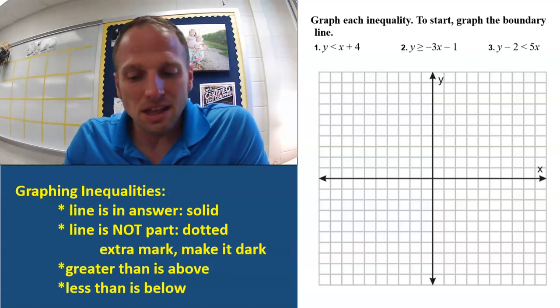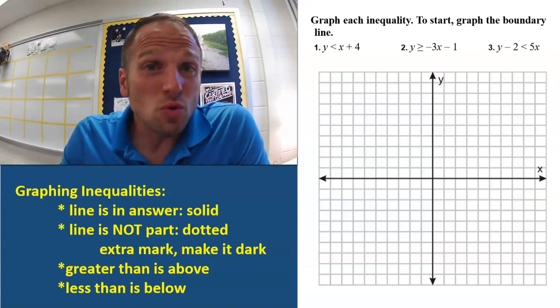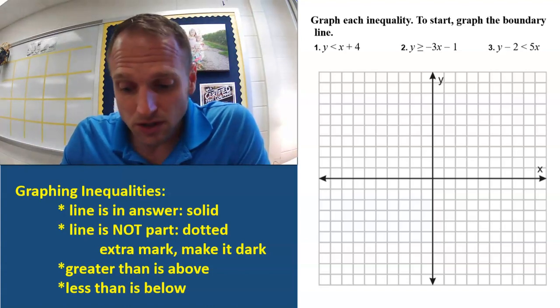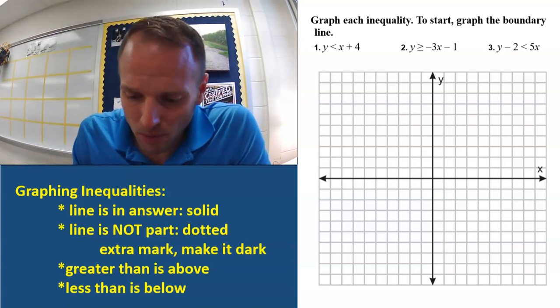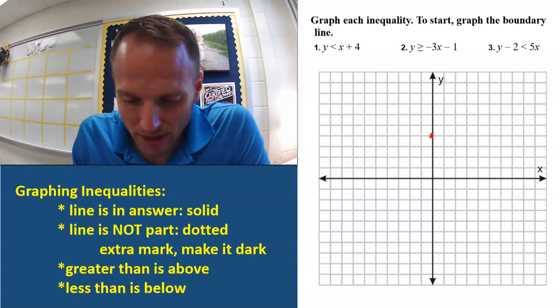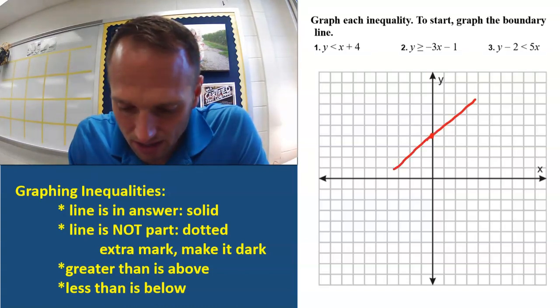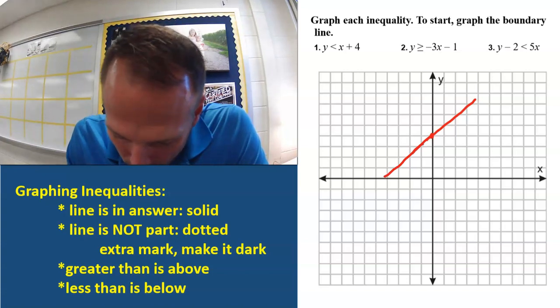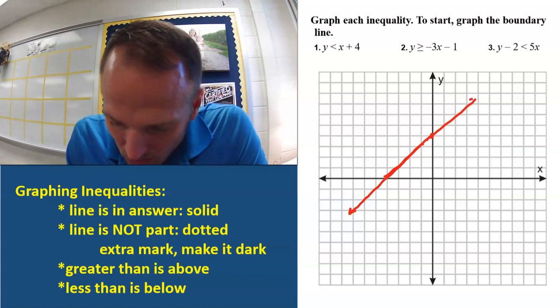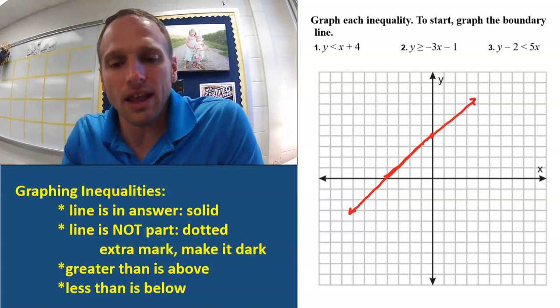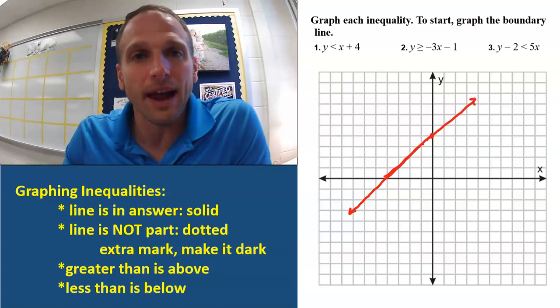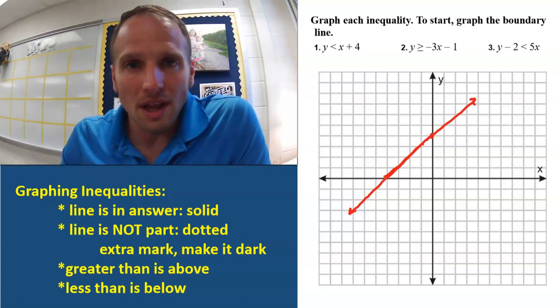So let's do this first one. y is less than x plus 4. All I'm going to do is graph the line y equals x plus 4. Now, if you remember what this looked like, we're just going to translate that parent function y equals x up 4, and it's going to look like that. So that's the line y equals x plus 4. Now, let's talk a little bit more in depth about this.